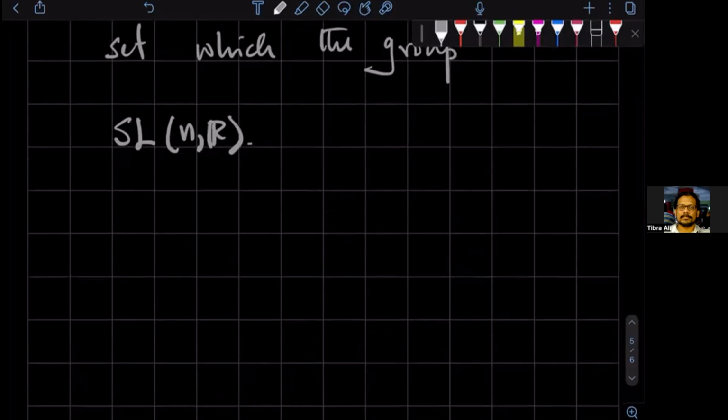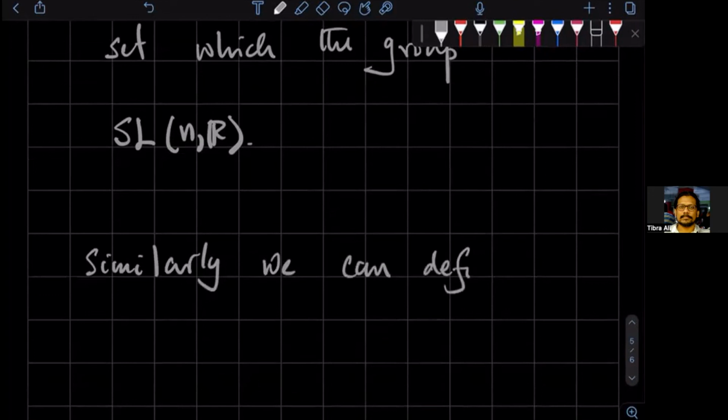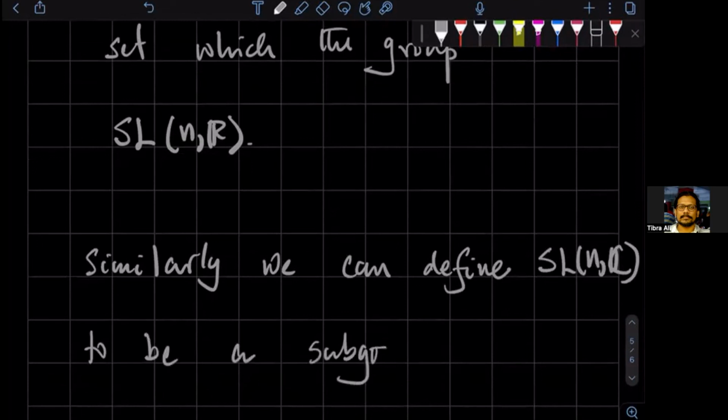So similarly, we can define SLNC, sorry, to be a subgroup of GLNC in the way that it's generated by the commutators of GLNC. Okay.